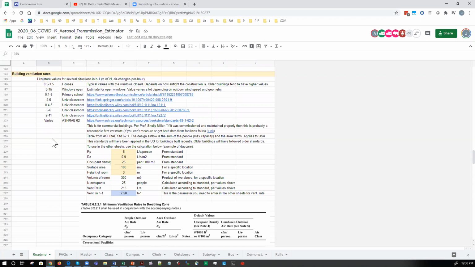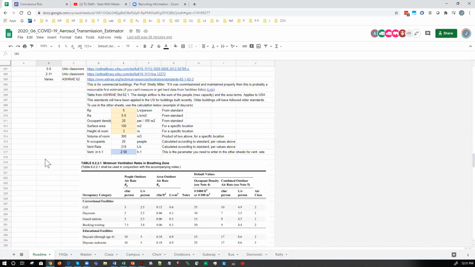It depends. Older buildings can be leakier, but they also tend to have worse mechanical ventilation. So maybe values of 1 or 2 are typical. In a good university classroom, it may get as high as 10. In a hospital, it's 6 to 12, depending.